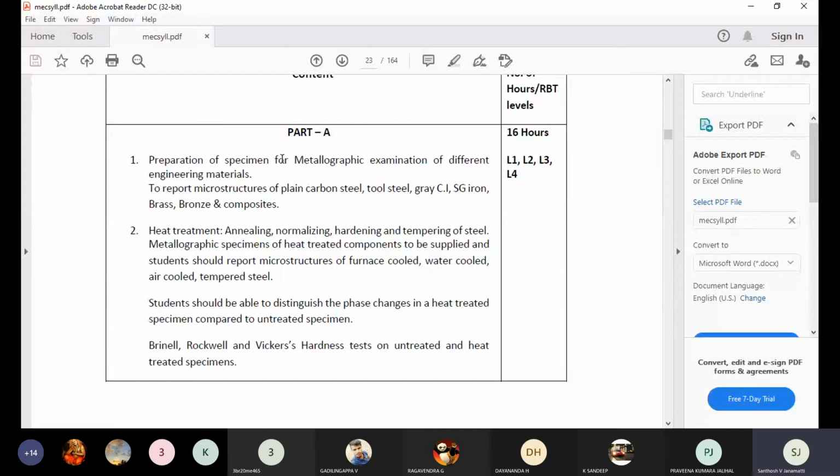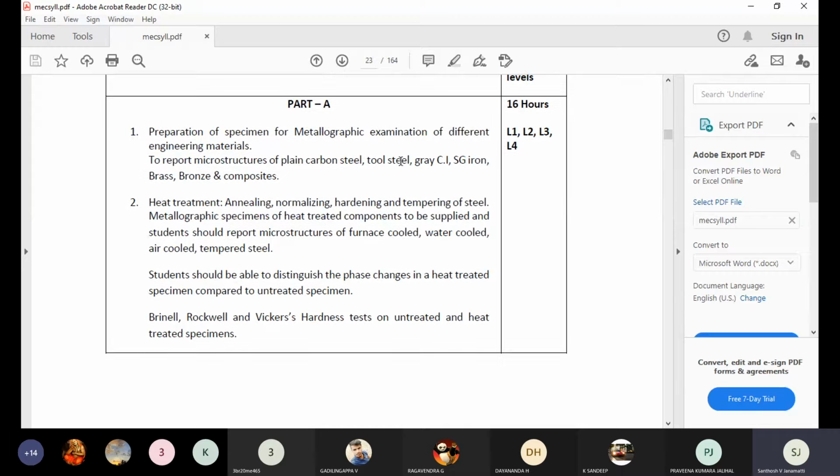The aim of the microscopic test is to know the different phases present in the particular alloy sample. That's it. How we will conduct this experiment, we can discuss later. Here the examples: steel, gray cast iron, SG cast iron, brass, bronze. Brass and bronze are alloys because these are copper alloys. Brass is a copper alloy, bronze is also a copper alloy.